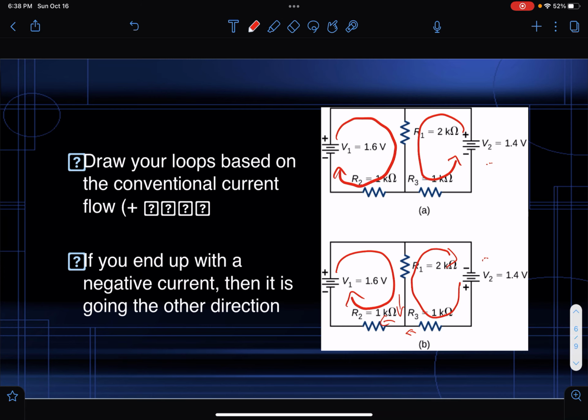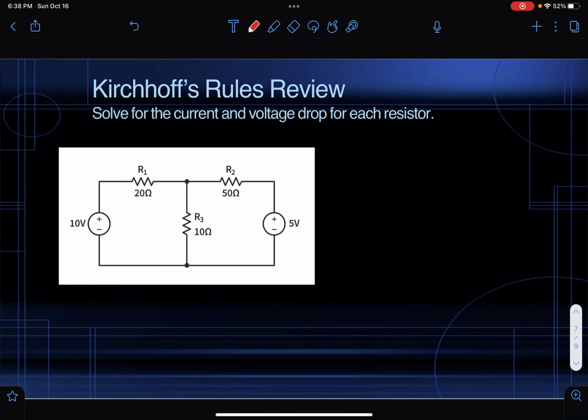Okay. All right. So let's go ahead and tackle this guy here. Okay. So there is a lot going on in terms of how we solve this. So please be patient.